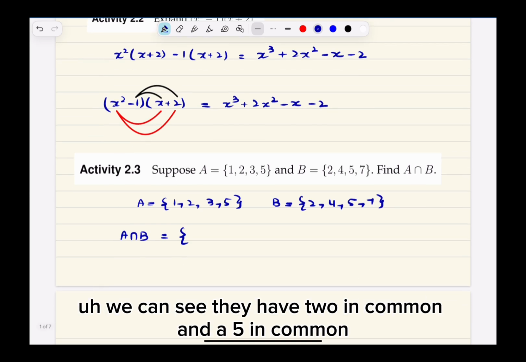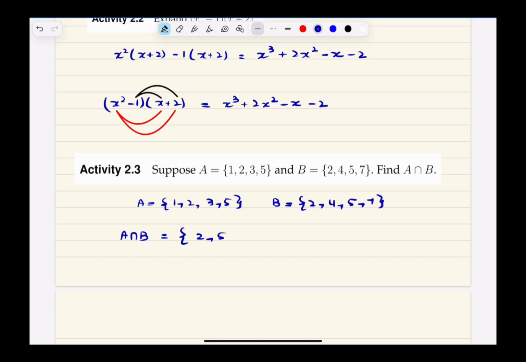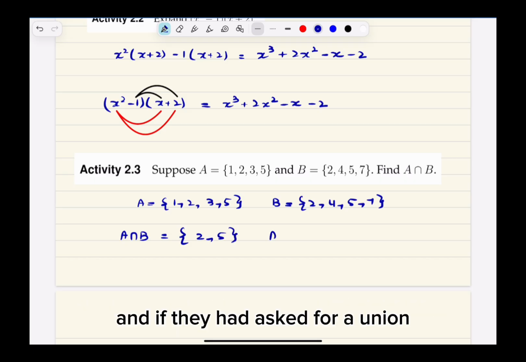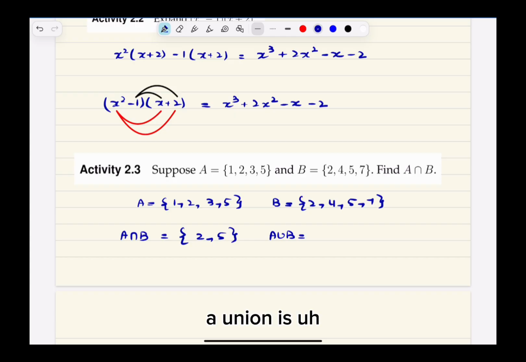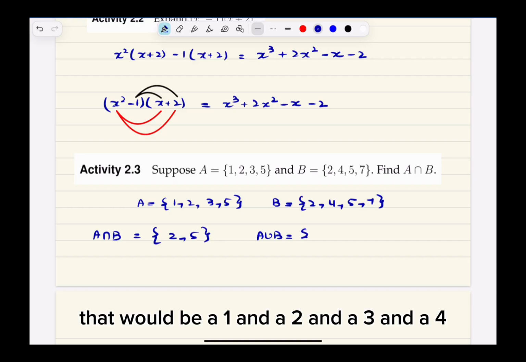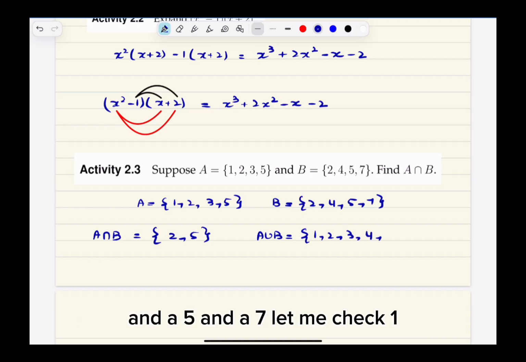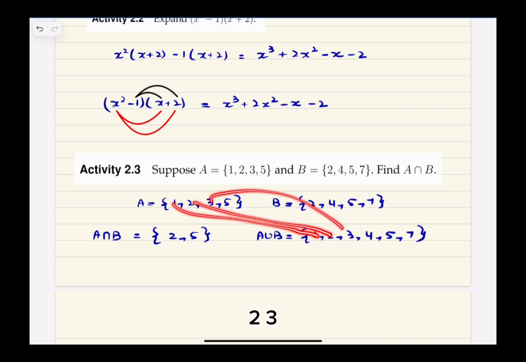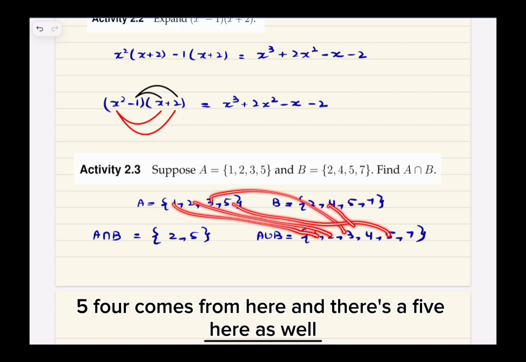We can see they have 2 in common, and a 5 in common. And if they had asked for the union, it is all the elements in both. So that would be 1 and 2 and 3 and 4 and 5 and 7. Let me check. 1, 2, 3, 5, 4 comes from here, and there's a 5 here as well, and 7.